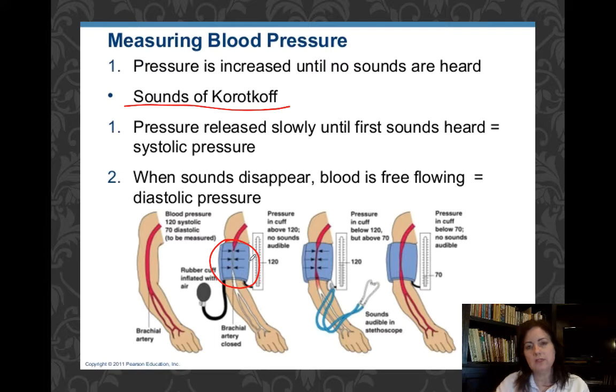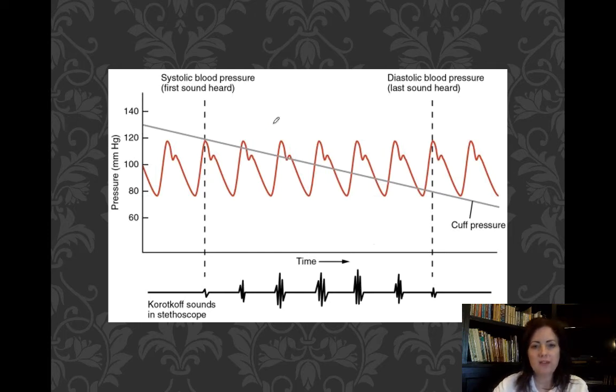Then you start to release the pressure on the cuff, and as you start to hear the sounds, you at that point have lowered the pressure in the cuff to the point where you're now at the systolic blood pressure, the highest pressure in that patient's circulatory pathway. So there's your high point. And so that's going to be your systolic blood pressure when you hear that first sound.